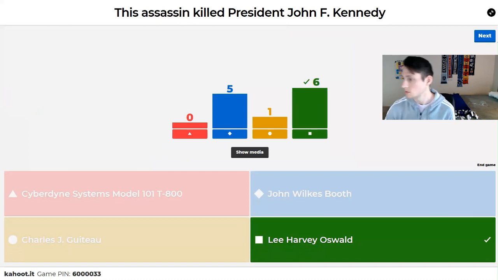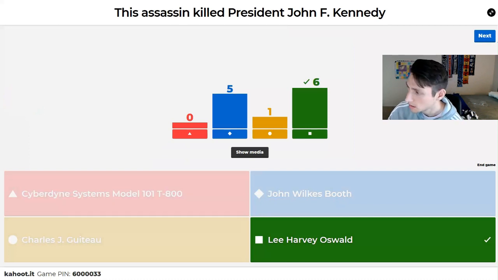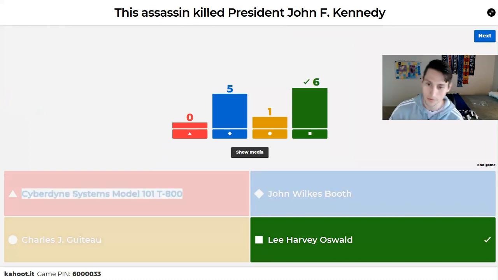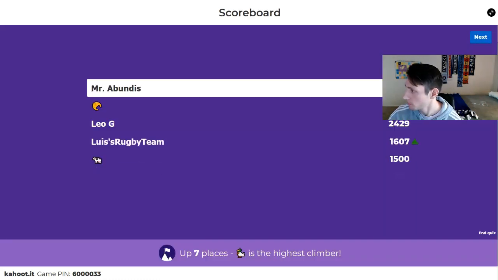Abundus does history. We're doing it. Now, this is what the CIA wants you to think, is that it was Lee Harvey Oswald. But anybody who knows anything knows that it was actually the Cyberdyne Systems Model 101, the T800, okay? AKA the Terminator, all right? Ever heard of it? John F. Kennedy sure did. Okay, he was sent back through time to assassinate our president. Still. Well done to the duck for being the highest climber. Proud of you.